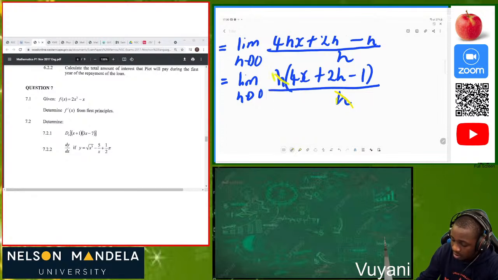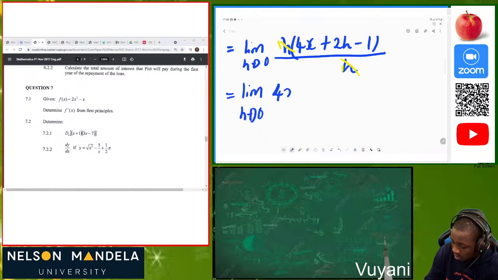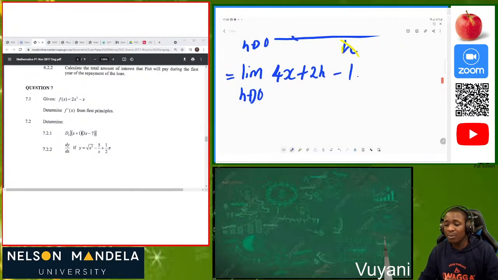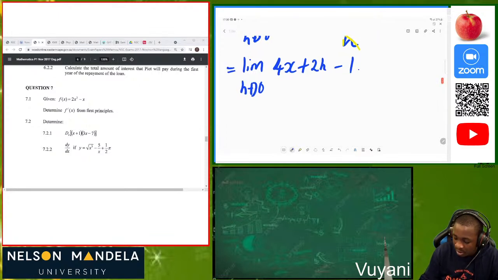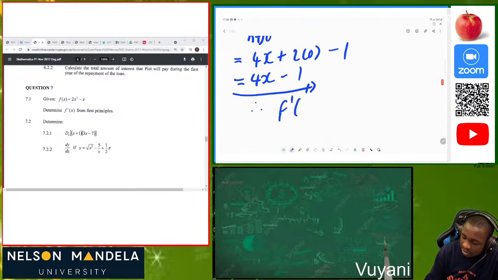Then they give us 1 and 1. Now we are left with the limit as h approaches 0 of 4x plus 2h minus 1. After there, wherever we see h, we replace it with 0 so that we can remove the limit. Then we have 4x plus 2 times 0 minus 1, which is equal to 4x minus 1. So we can conclude that the first derivative of f of x is 4x minus 1.